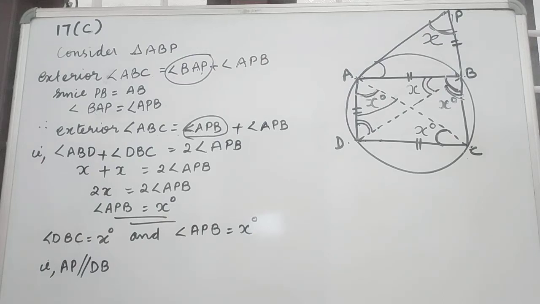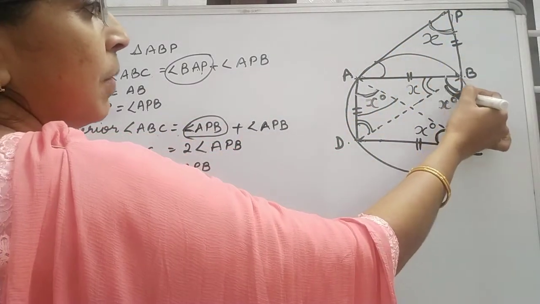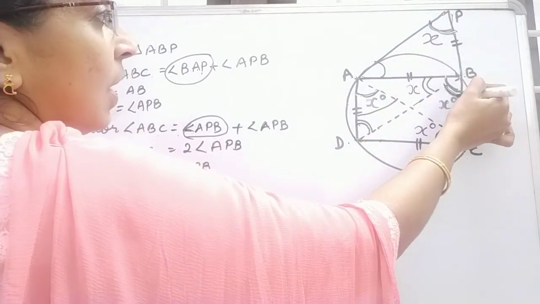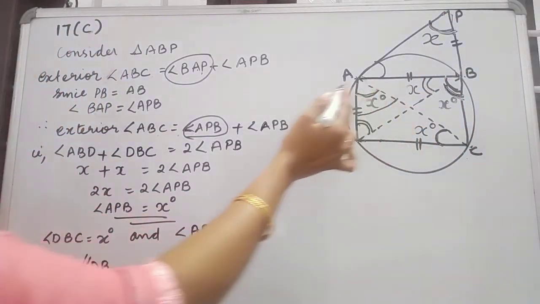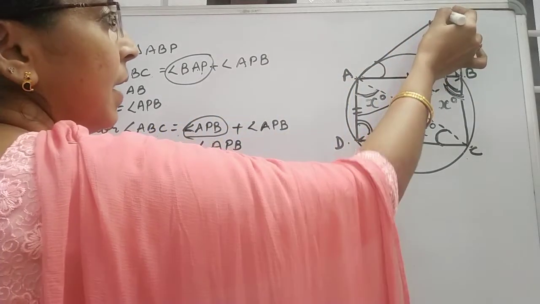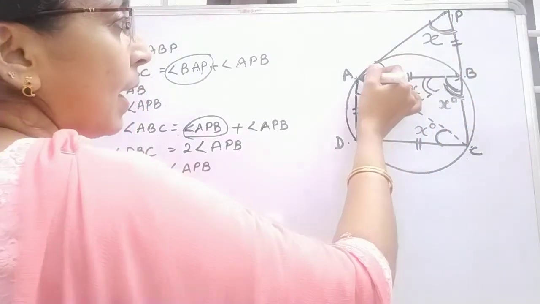Look at AP and DB. Look carefully. We know this angle is X and this one will be X. This also is X we got. These two angles are X. We want to prove AP is parallel to DB. So this is the AP line. AP, DB. We want to prove these two are parallel lines.